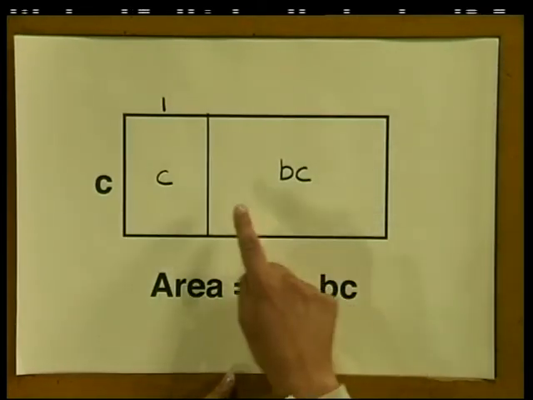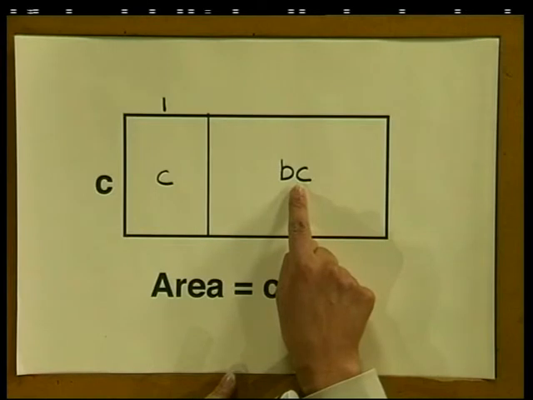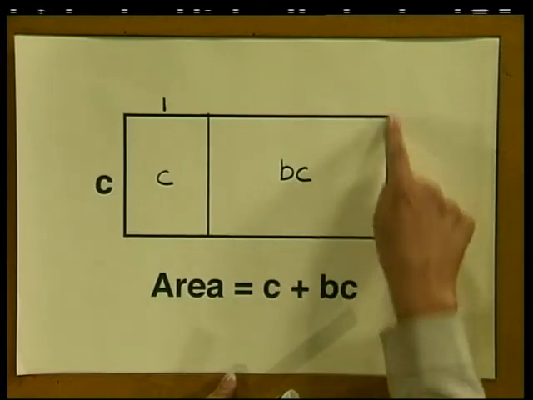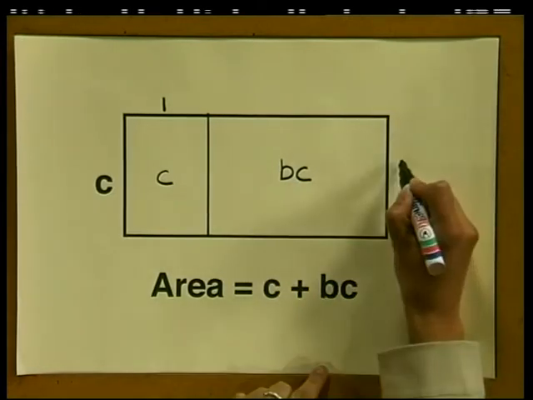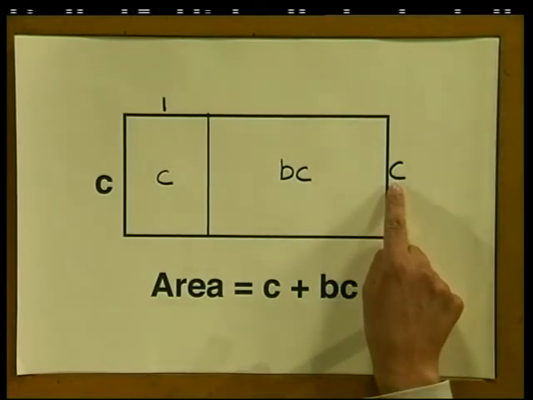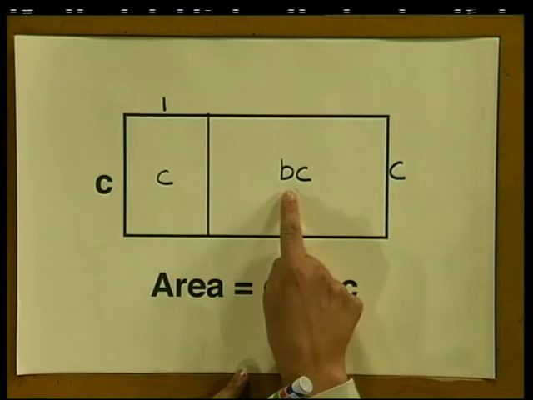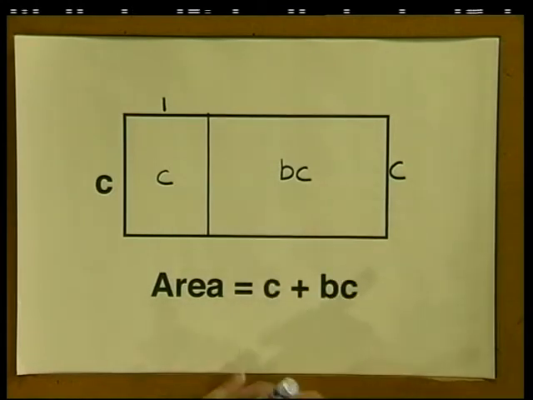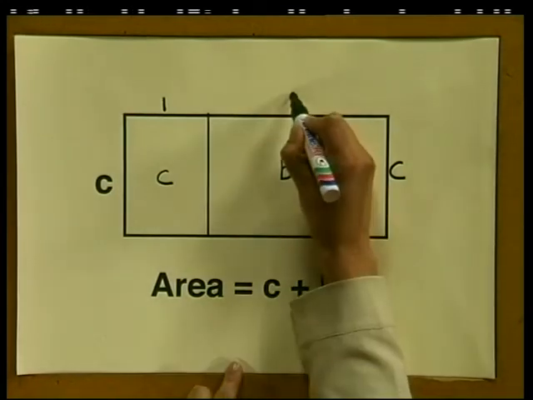In a similar way, the area of this rectangle is BC. Now this length is also going to be C. So let's fill that in. And now we need to say what multiplied by C would end up giving us our area BC. And the only thing that can be is B. And we fill it in.